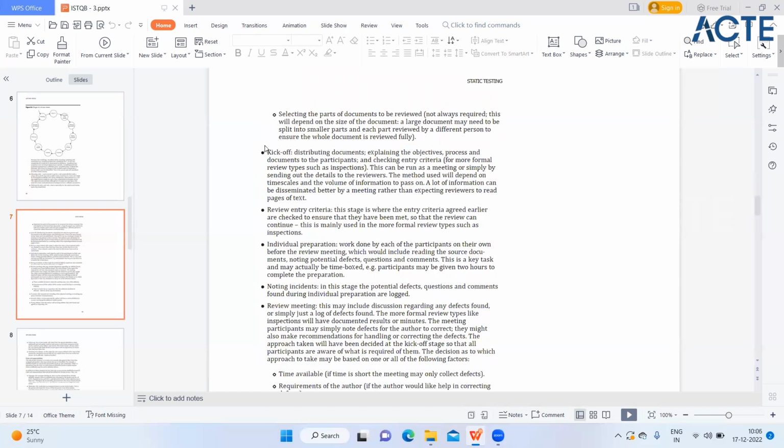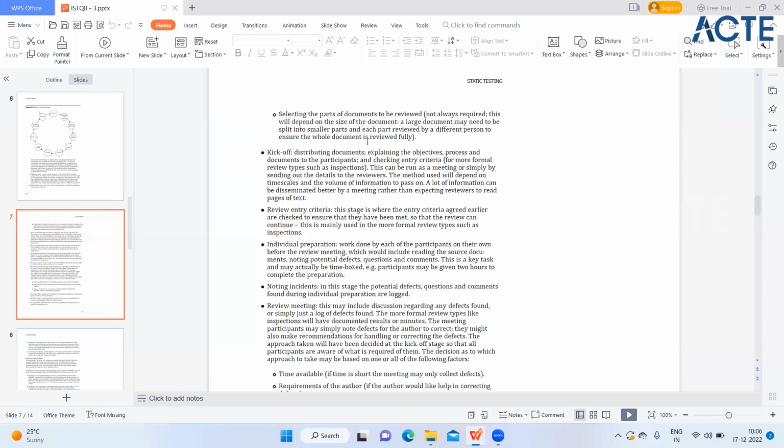Now, selecting the parts of documents to be reviewed, not always required. This will depend on the size of a document. A large document may need to be split into smaller parts and each part reviewed by a different person to ensure the whole document is reviewed fully.